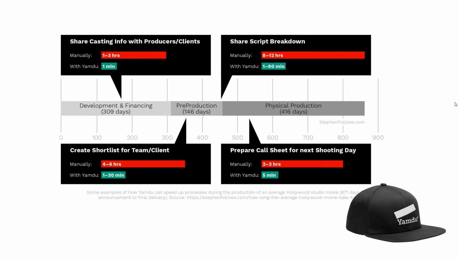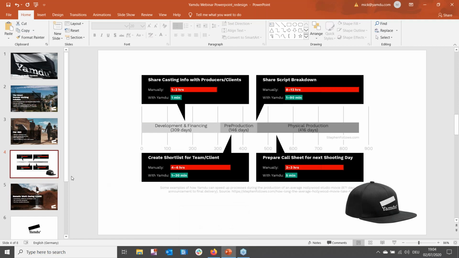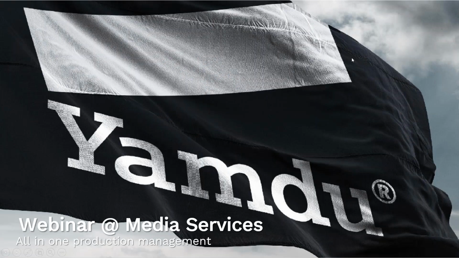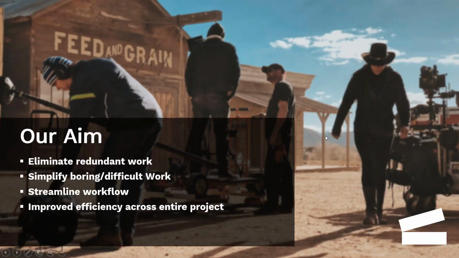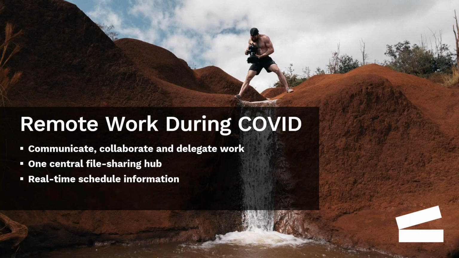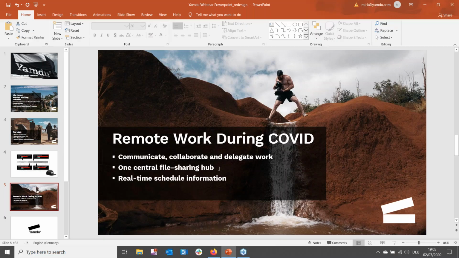So that's a quick overview of what Yamdu is and what it does. As we move forward, I will be showing you some more specific things. Something that is in the minds of a lot of people right now is COVID-19 and the effects it has on film production. So I really want to stress some of the key features of Yamdu and how it helps when you're working on remote projects. I think the communication and collaboration side is important. Yamdu is a file sharing hub, and it offers real-time scheduling information that is shared with everyone across the team and across the production.